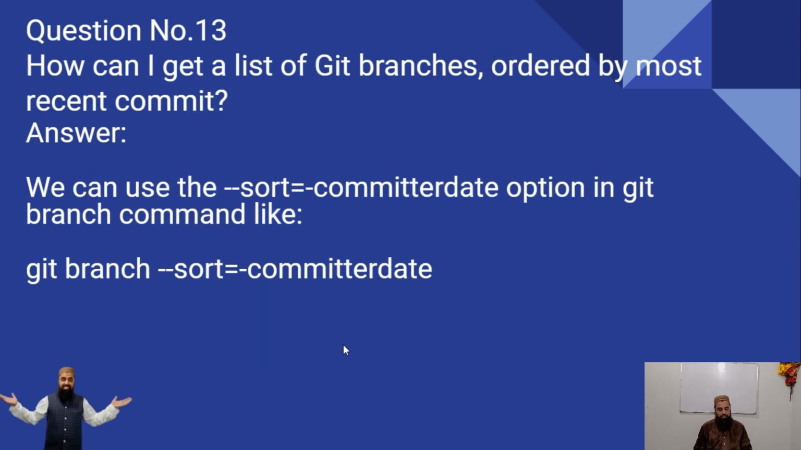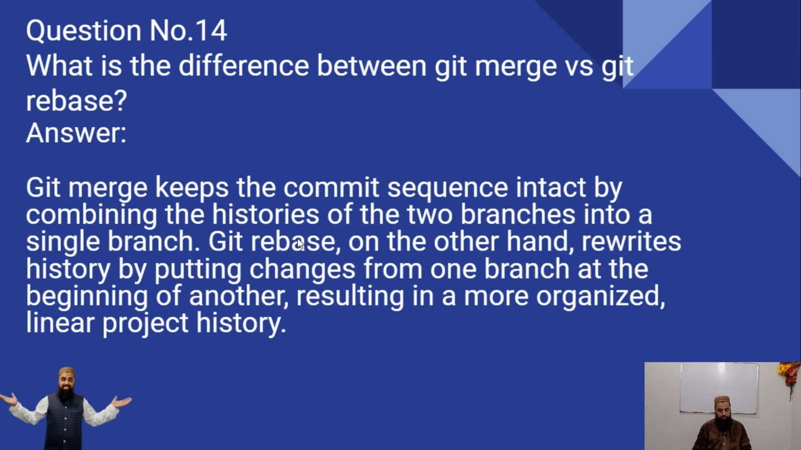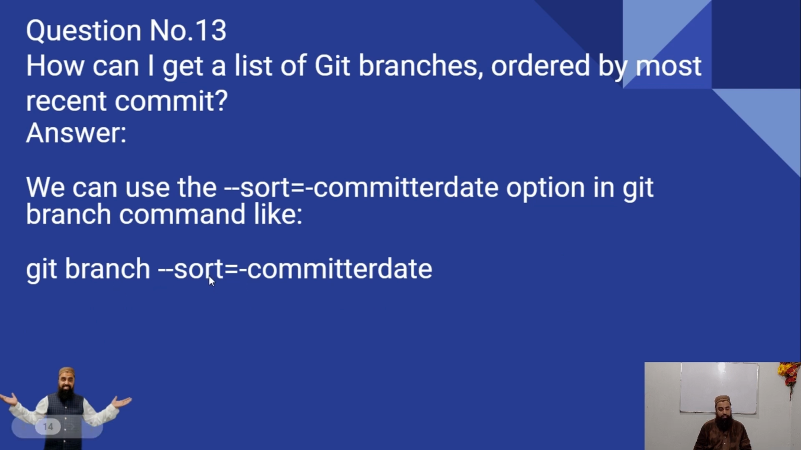Question number 13. How can I get a list of Git branches ordered by most recent commit? The answer is we can use the --sort=-committerdate option in the git branch command. I have shared an example of this command, and it will get a list of the Git branches ordered by the most recent commit, and all the branches would be printed with the most recent commits first. The main thing you must know here is this switch, --sort=-committerdate.